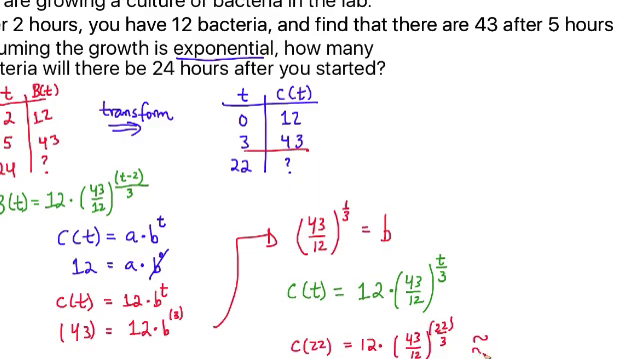And that will come out to be approximately, and since this is bacteria, we're going to round it to the nearest whole number. Alright, so we get approximately 139,301 bacteria after 24 hours. If you were to take 24 and plug it into b of t, you'll see that you'll get exactly the same result.